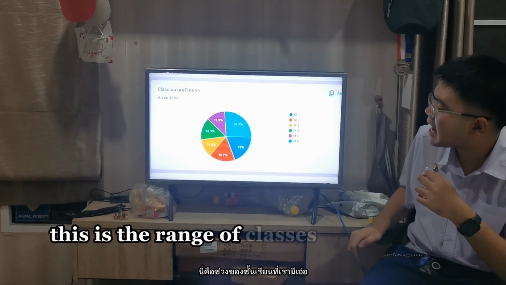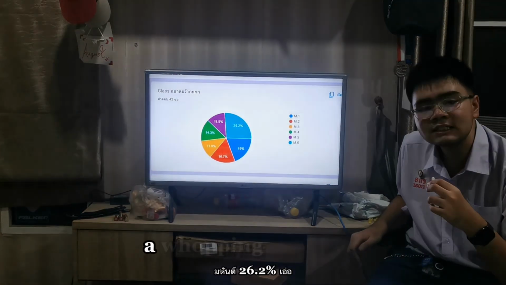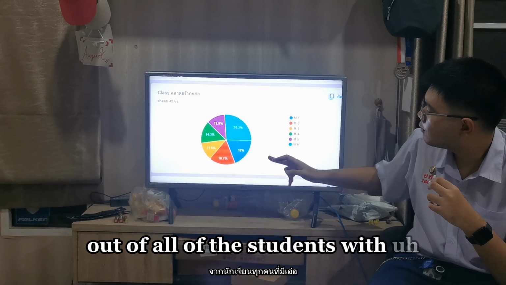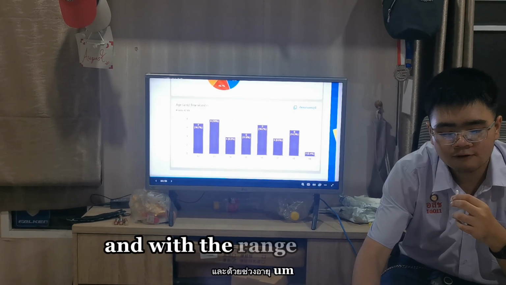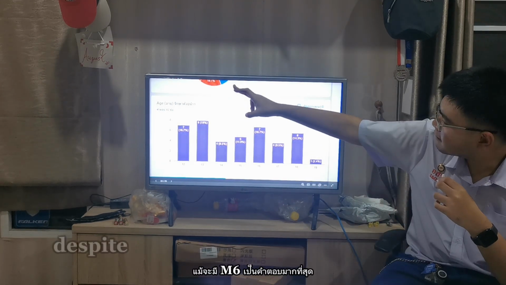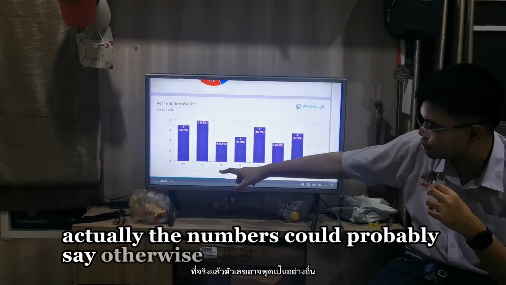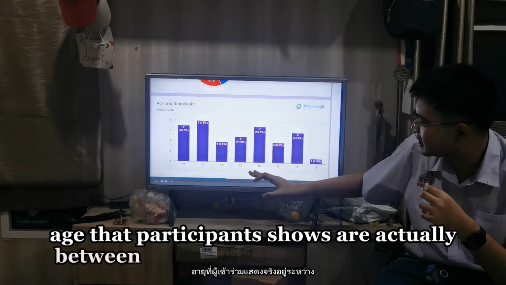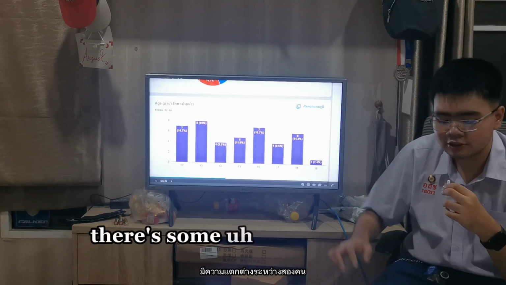This is the range of classes that we have. We can see that most of them are M6, with a whopping 26.2% of all the students, with M1 coming in second with 19%. With the range of age, we can also see that despite M6 having the most answers, the numbers could say otherwise, since most of the ages the participants show are between maybe 12, 13, maybe even 16. So maybe there's some differentiation between the two.